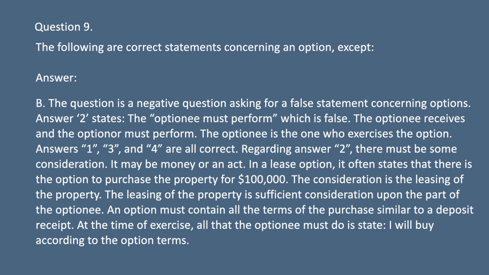In a lease option, it often states that there is the option to purchase the property for $100,000. The consideration is the leasing of the property. The leasing of the property is sufficient consideration upon the part of the optionee. An option must contain all the terms of the purchase similar to a deposit receipt. At the time of exercise, all that the optionee must do is state, "I will buy according to the option terms."